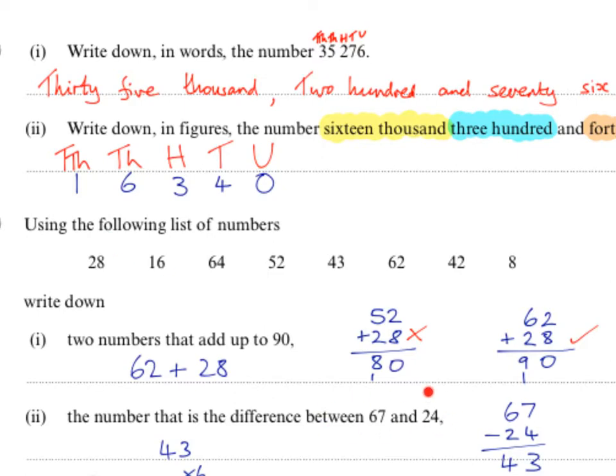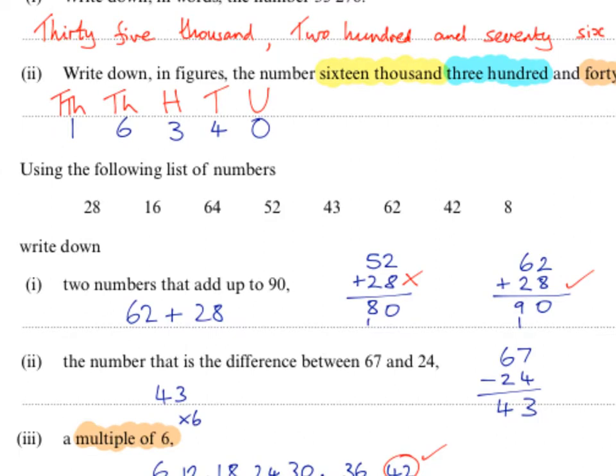Here, the difference is 67 and 24. Well, what I would be looking for you to do is actually go and do that as a calculation. 67 take away 24 is 43. Is 43 in the list? Yep, there it is. So that's 43.